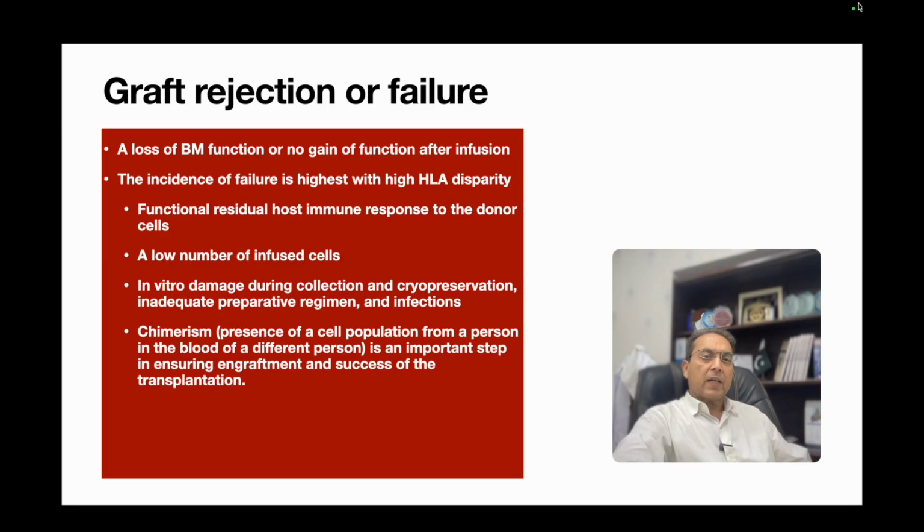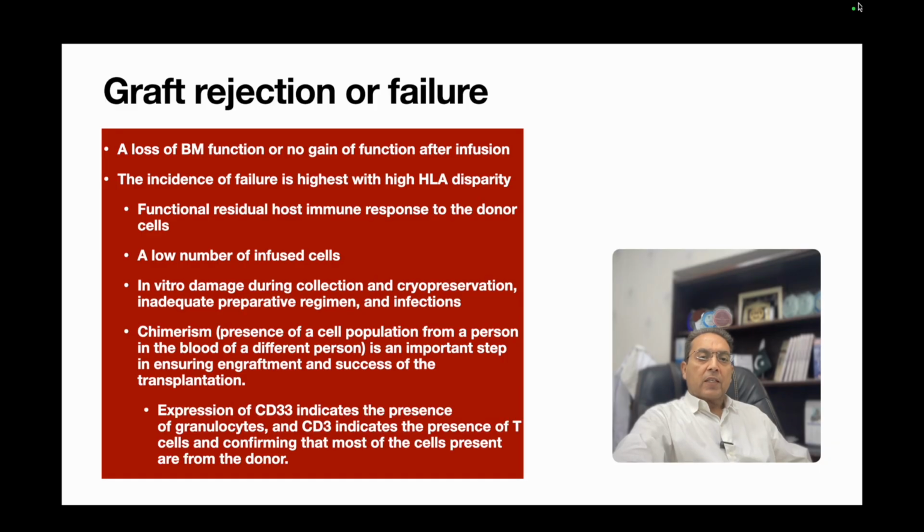Chimerism, that is the presence of a cell population from one person in the blood of another person, is an important step in ensuring engraftment and success of the transplantation. Expression of CD33 indicates the presence of granulocytes, and expression of CD3 indicates the presence of T cells, confirming that most of the cells present are from the donor, so that screening may be helpful.